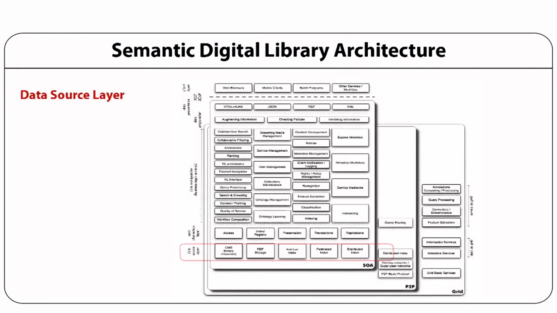Data source layer. The data source layer represents the data repositories used for semantic digital library, which include RDF storage for metadata storage and conventional storage for binary form of the resources. It also includes full text index storage and separate services required for managing distributed and local data.